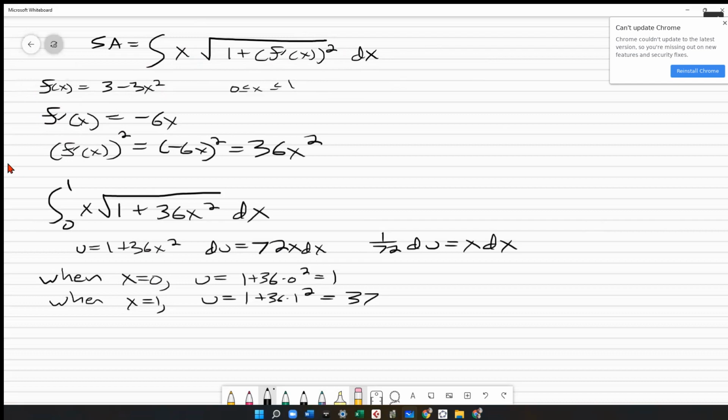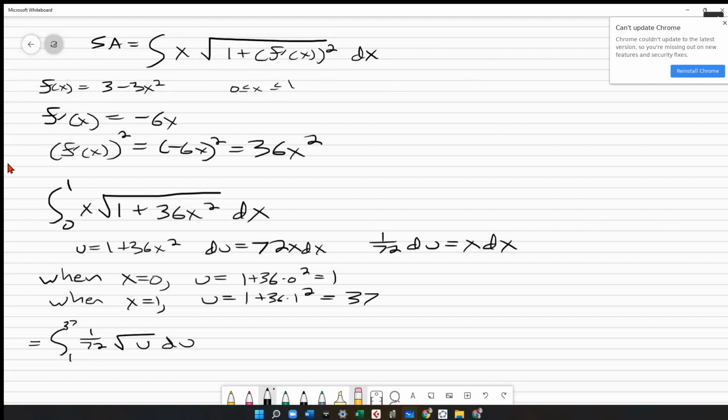So now we can write this entire integral in terms of u instead of x, and it should be pretty easy to compute. Instead of going from 0 to 1, we're going from 1 to 37. Our x dx becomes 1 over 72, and since u is 1 plus 36x squared, this whole thing just becomes the square root of u, du. There's our du. Okay, and now it's computable.